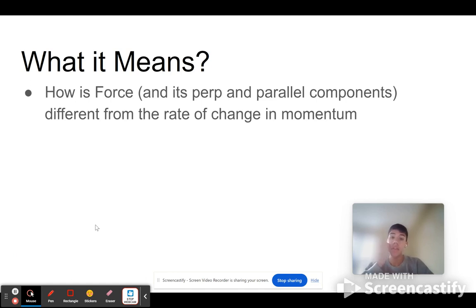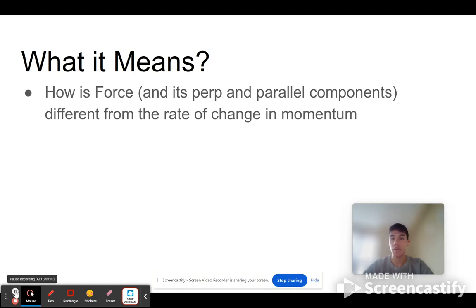Well, how is force and its perpendicular and parallel components different from the rate of change of momentum? Well, they are the same quantity, but there are slightly different ways to solve them. So the rate of change of momentum is just going to be the change of momentum over the change in time, whereas force net can be calculated by mass times acceleration.